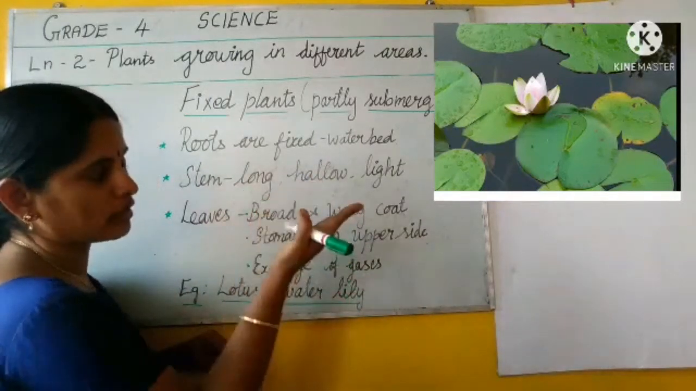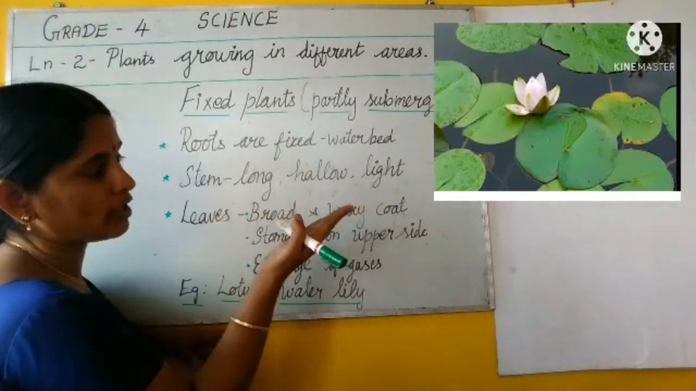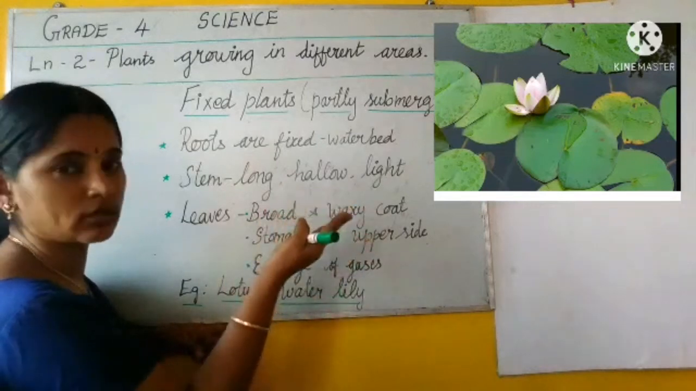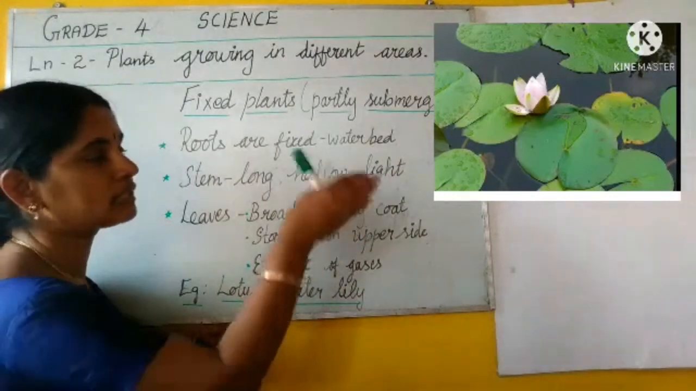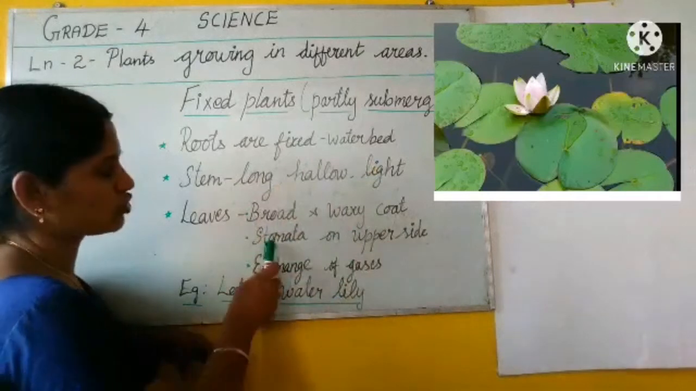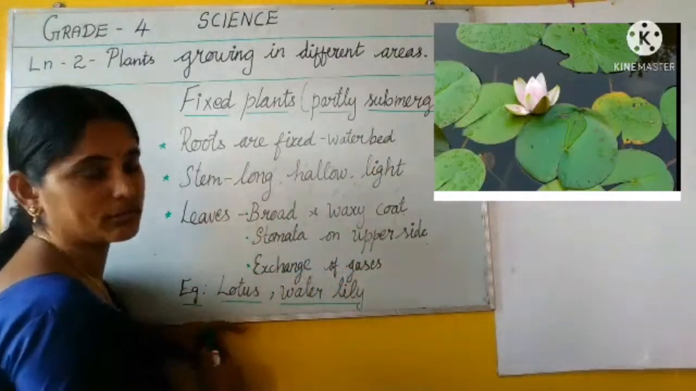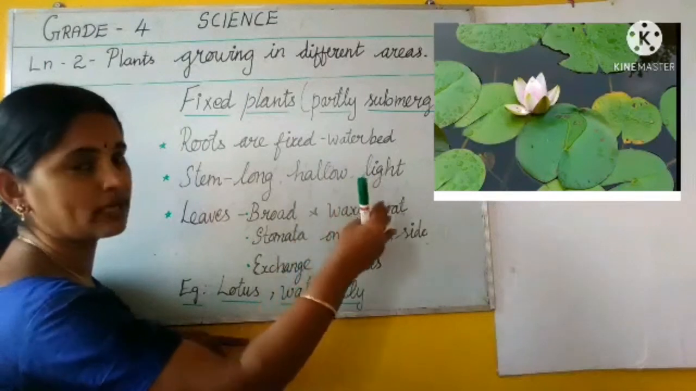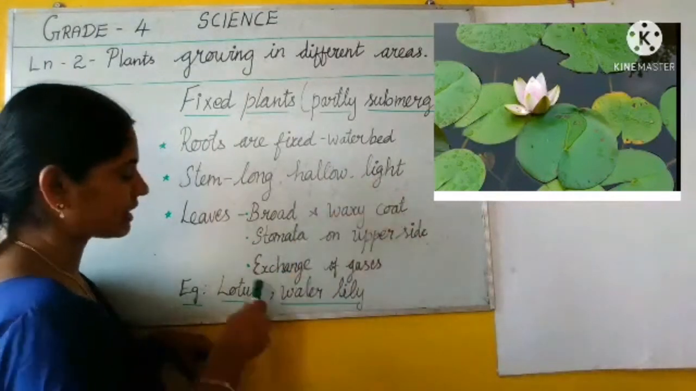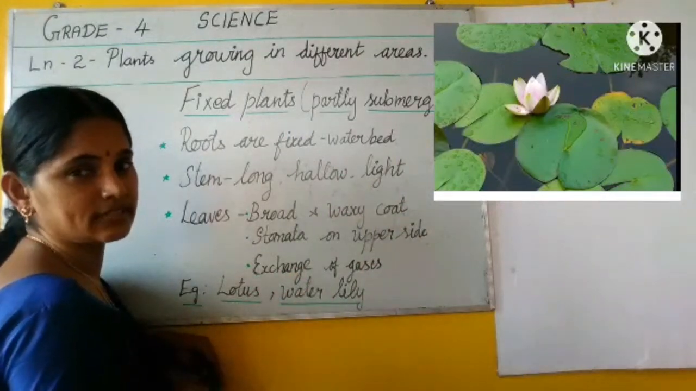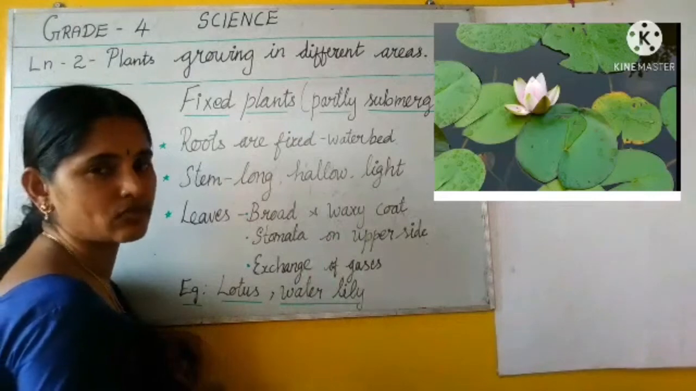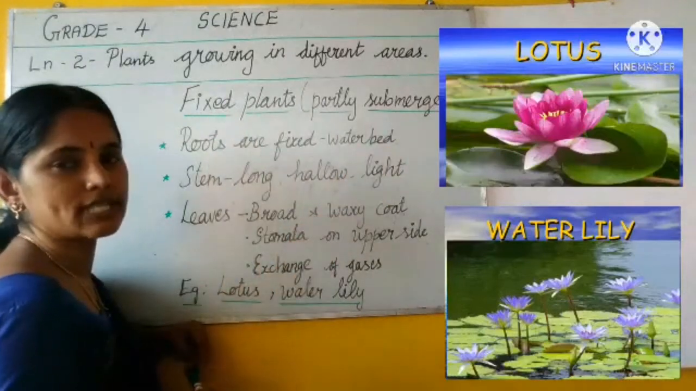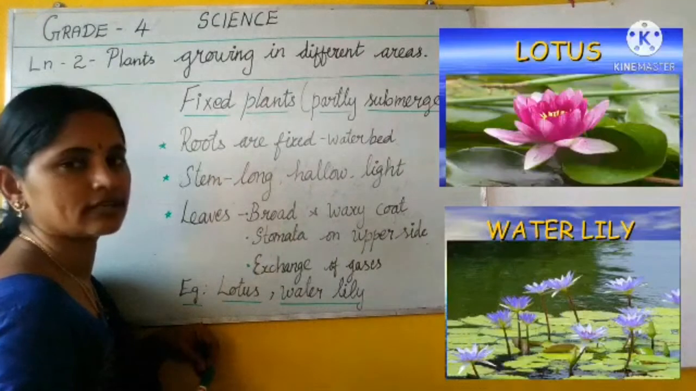See, the leaves are floating on the water. Usually the stomata are more in number on the backside of the leaves, I said, no? Whereas here in lotus and lily, the stomata are present on the upper side of the leaf, because the lower side is covered with water. Only the upper side is exposed to air, so exchange of gases happens very easily. What are the best examples for these fixed plants? Lotus and lily. Clear, children?